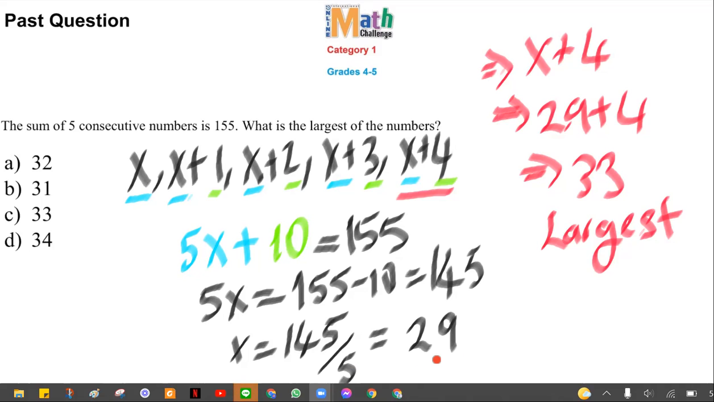But the question is not finished. Be careful. This x is the smallest one, but the question asks the largest, which is x plus 4. So to get x plus 4, x is 29, so 29 plus 4, which is 33. So the answer is D.